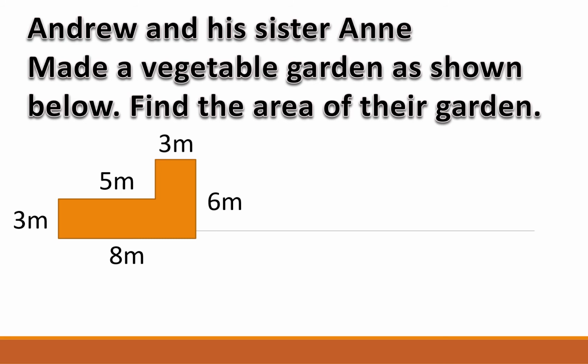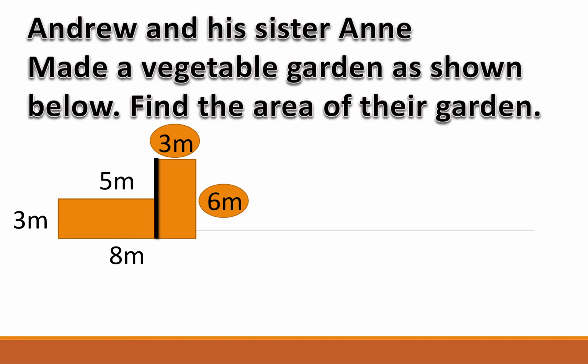Okay. So by analyzing the figure, how can I cut this one into two shapes? I rather cut here vertically. So that is the easy way that I can find the area of this garden. So this is a combination of two rectangles.